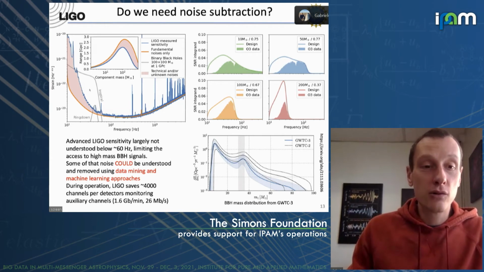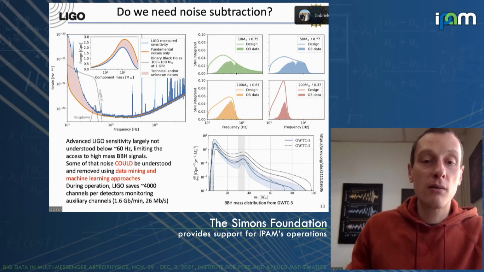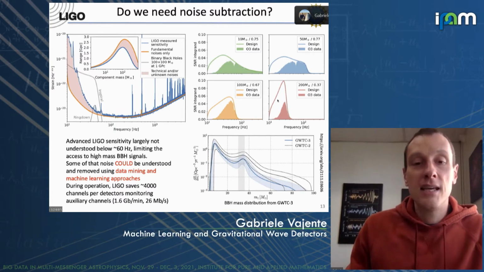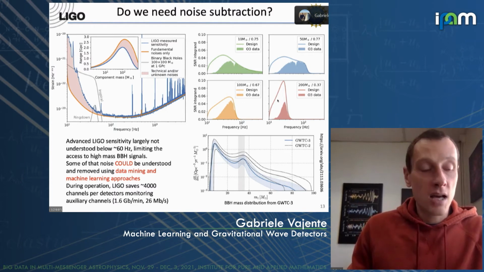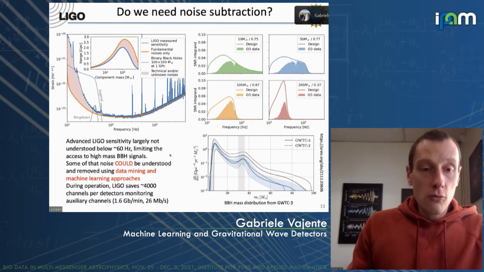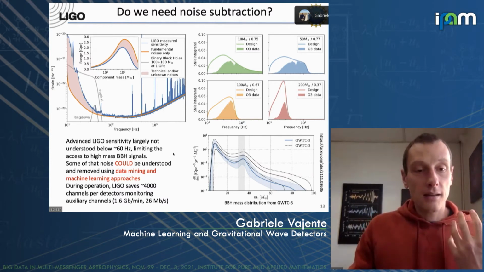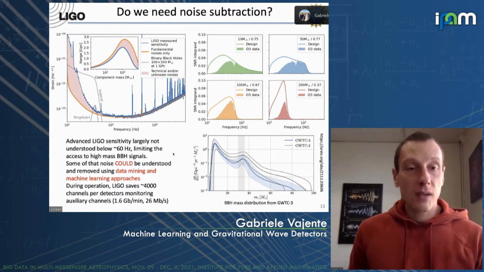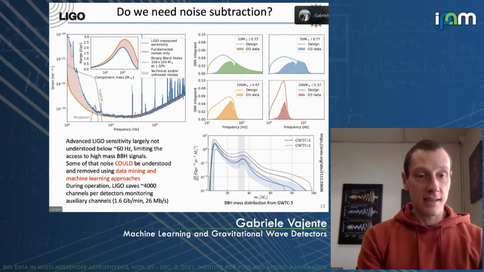So if we were able to improve the sensitivity, not only would we increase the range, but we would also probably be able to detect those systems earlier on. So this is even more interesting in terms of multi-messenger astronomy, of course. So the point here is, what can we do here? How can we improve this sensitivity?